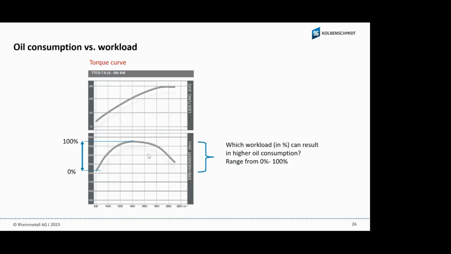You see on the top how many kilowatts the engine has. This is a 7.8 liter engine, an engine that is used by Deutz. It's a Deutz engine, TTCD. And then you see the torque load in Newton meters on the bottom side, 0 to 100%. And then I have a question for you. Which workload in percent can result in higher oil consumption? The range of 0% or 100%? What do you think?